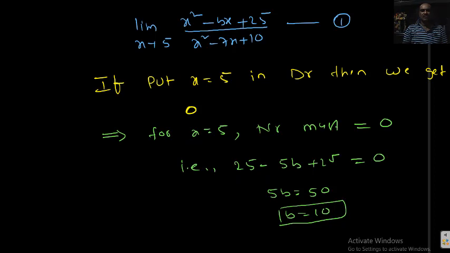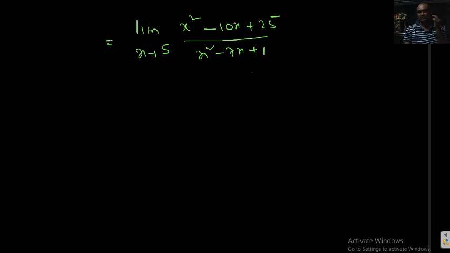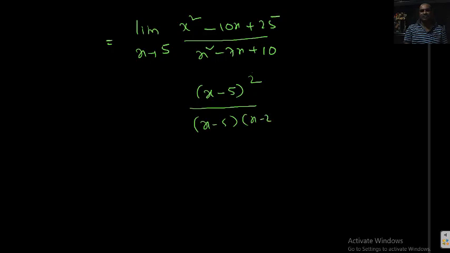So now again I want to write in the next page. Limiting value of (x² − 10x + 25)/(x² − 7x + 10), since we got b as 10. Okay students, the numerator can be written as (x − 5)², the denominator can be written as (x − 5)(x − 2). x is tending to 5, x is not equal to 5, so I can cancel these two.